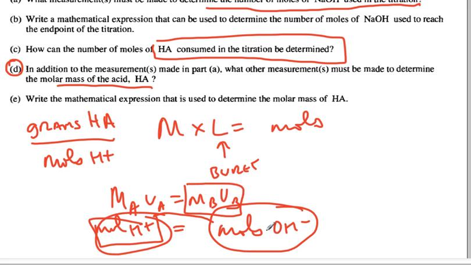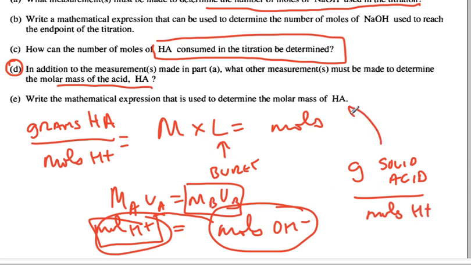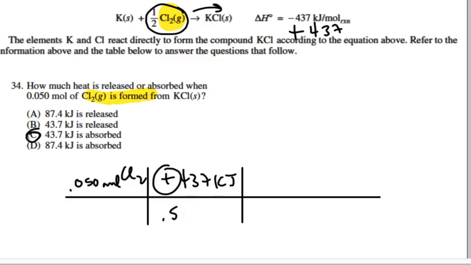So M times V will tell me moles of OH, which is the same thing as the moles of H plus. So to find the molar mass of the unknown acid, I just take grams of the solid acid, I'll rewrite it here, divided by moles of H plus, which I get from the titration equation, and that represents the mathematical equation. All right, the next thing I'm going to do is go over real quick the keys to the thermochemistry problems. I did a couple of these in class, but they're important because thermo is an important subject on the test. So if you look here, problem 34, they ask you how much heat is released.